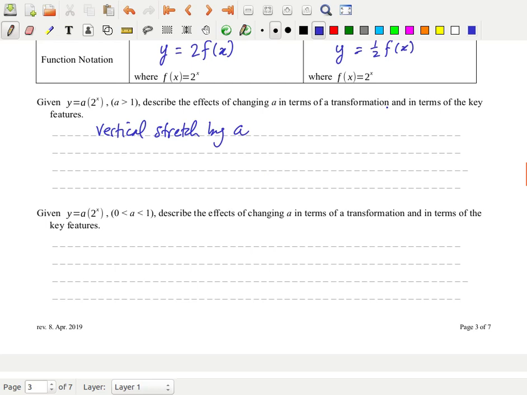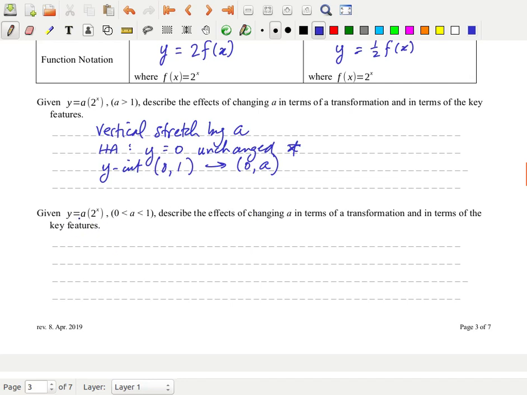And what are the changes? Well, the horizontal asymptote didn't change. The horizontal asymptote, y equals 0, was unchanged. And that's important. Everything to do with the horizontal asymptote is important here. And the y-intercept went from 0, 1 to 0, a, because we took that 1 and we multiplied it by a.